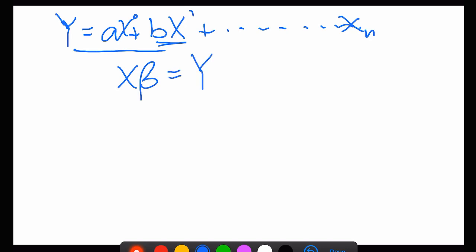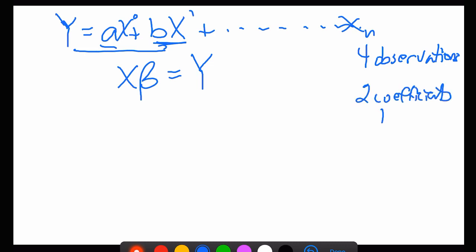All right, now let's suppose I have 4 observations. And I have A and B, so I have 2 coefficients I want to calculate, right? I have 1 variable, that 1 variable is B, and then I have A, which is my intercept. Now, I know what x is. X is my data, my independent variable part of my data. I know what y is. Y is my y part of my data.